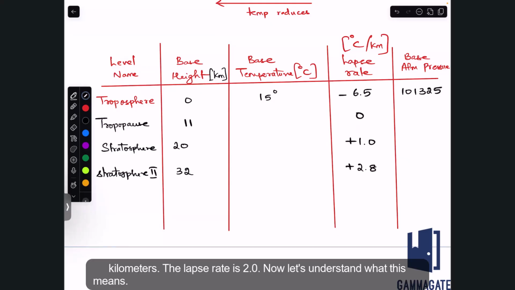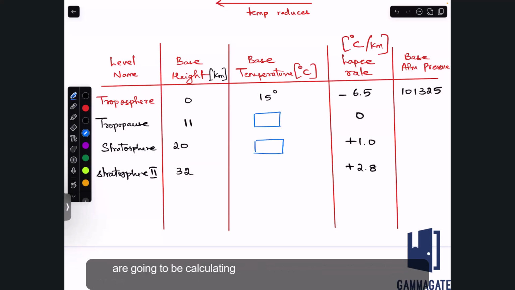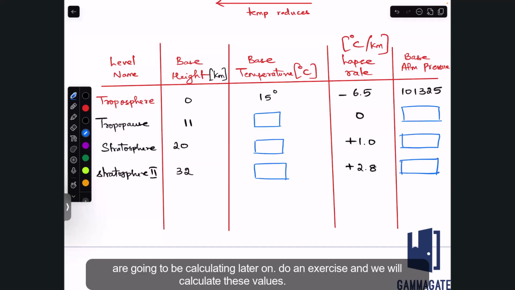Now let's understand what this means. I'm not putting the values over here because these values we are going to calculate later on. We will do an exercise and we will calculate these values.